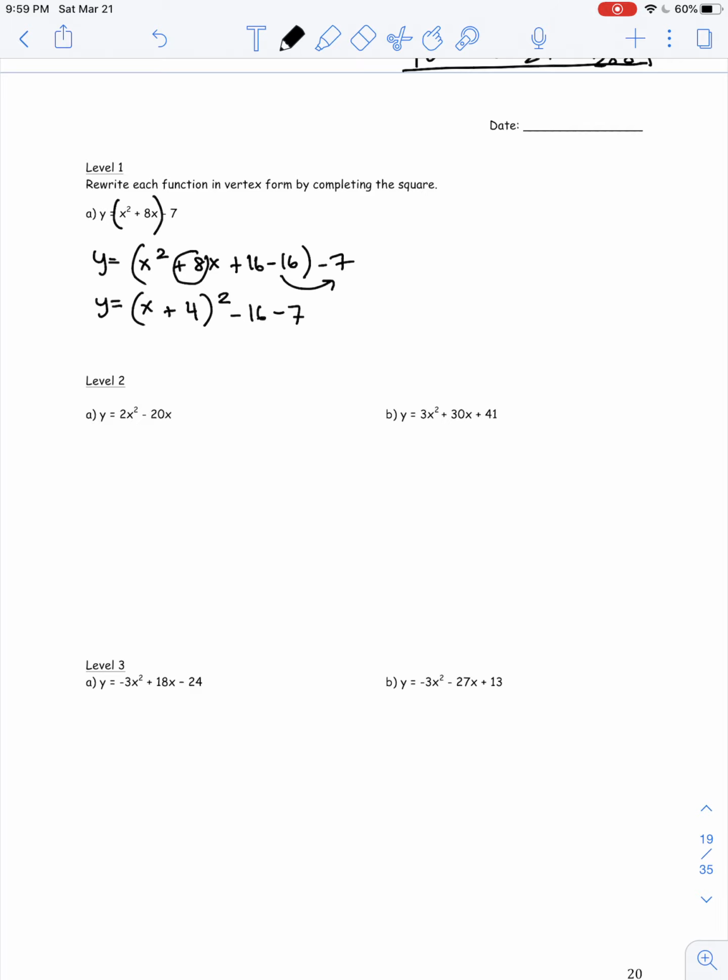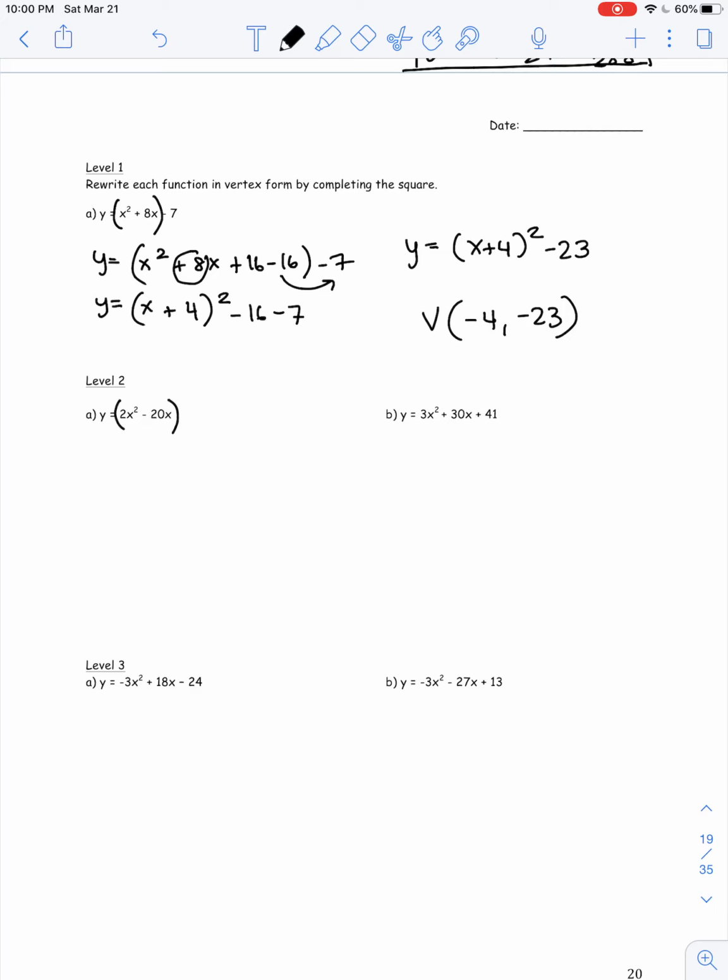So those are the easiest cases. That leaves us with y equals x plus 4 squared, and then minus 23 when we combine the values of negative 16 and negative 7 for q. So our vertex, what's important is to write it out as negative 4 and negative 23. So practice writing out that vertex. Make sure you don't miss out on questions like that.